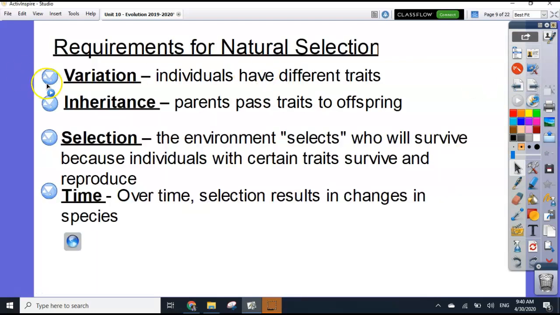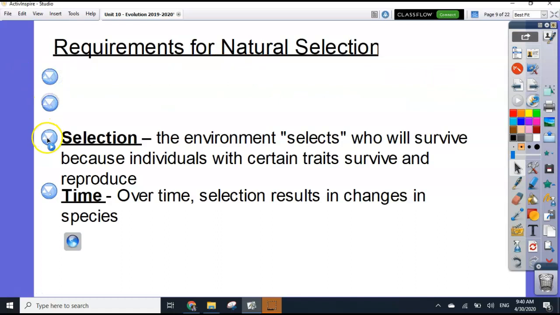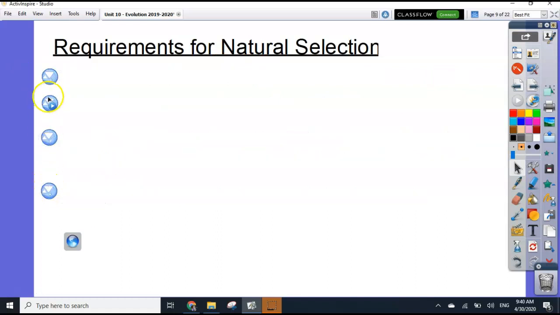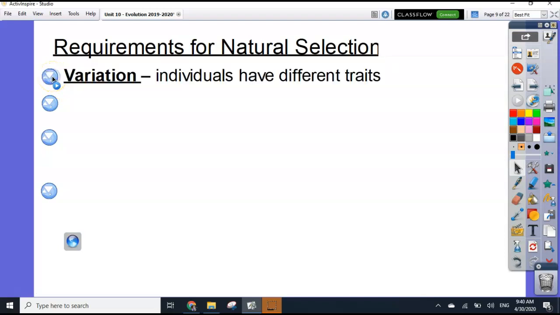So what are the requirements for natural selection? There are 4 things, okay? So in order for this change, this selection to happen, in order for us to get evolution, we have to have 4 things. So the first one is variation. Individuals have to have different traits, okay? So variety, that's what the word variation comes from.